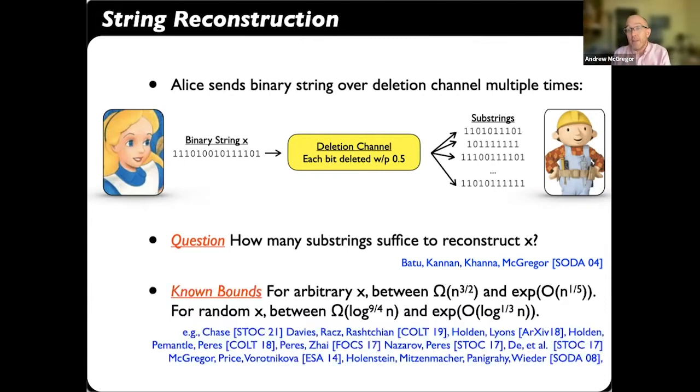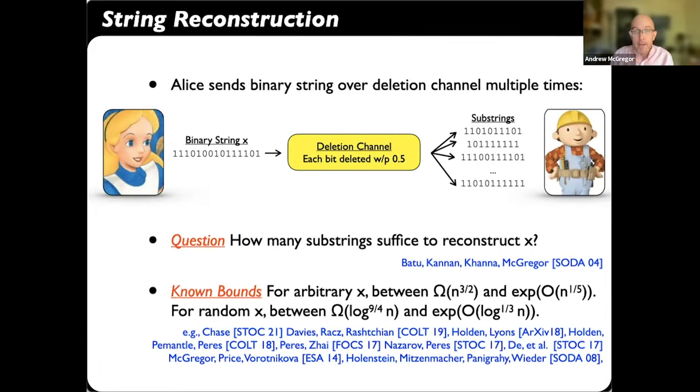Okay, but now there's a whole bunch of work on string and trace reconstruction, but the problem's still wide open. To reconstruct an arbitrary string X, the lower bound on the number of transmissions required is polynomial, the upper bound is exponential. Even if we look at the average case when we assume that X is random, the lower bound is polylog, and the upper bound is substantially above polylog.